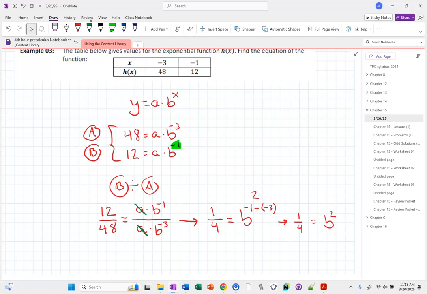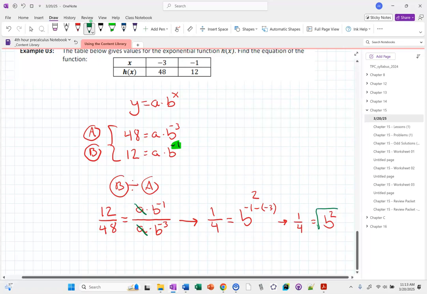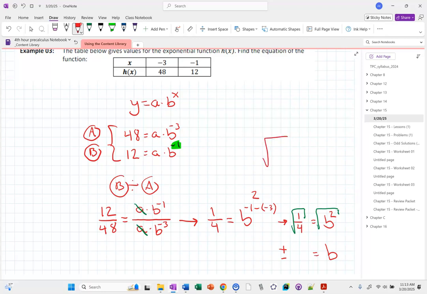Okay. So now we're at b squared equals 1/4. That we can solve though, right? We'll just square root both sides. Now when I square root both sides, I get a plus or minus. How do I square root a fraction though? Great, we square root the top and the bottom. That's a rule. Yep. So the square root of 1 is 1. Square root of 4 is 2. So it's just 1/2.